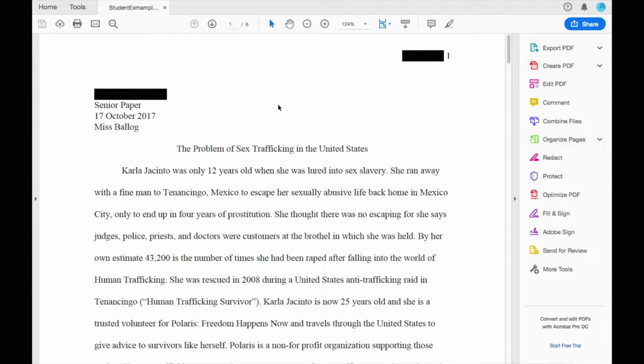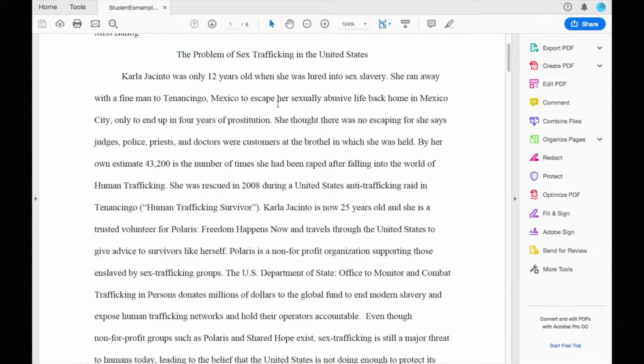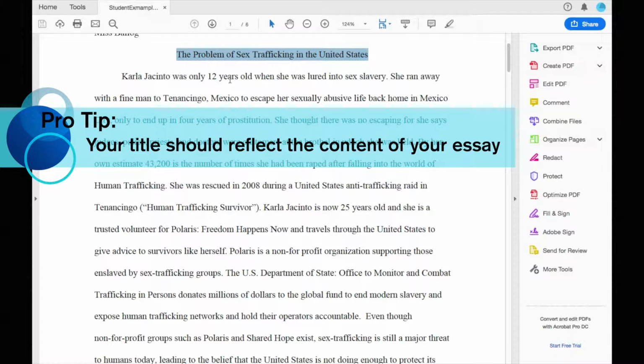We are going to go over the introduction of a student paper. You can find the full version of this paper by clicking on the heart icon on the bulletin board. This student wrote about the problem of sex trafficking in the United States. So she's very specific about where the issue is that she's going to talk about.